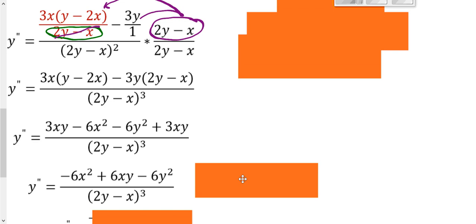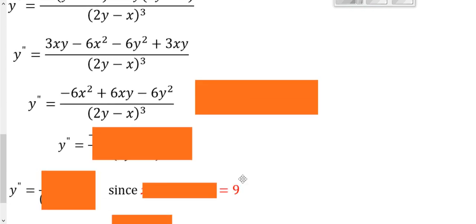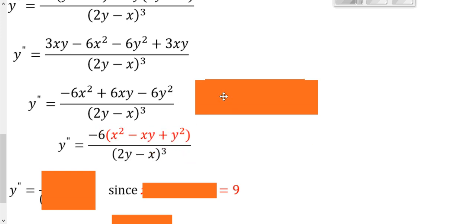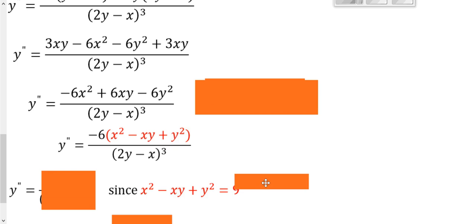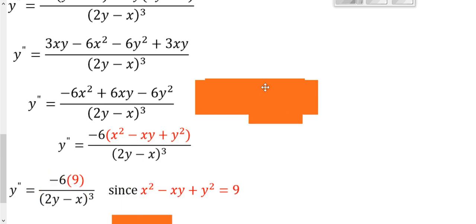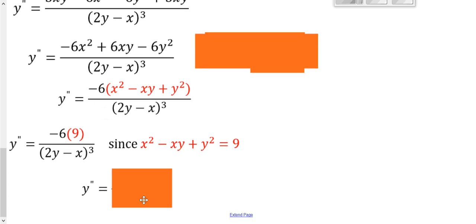But in this particular case, not always, but in this case, and sometimes I would say in about half the cases, it's going to simplify further yet. And you might be like, how? There's no like terms. Well, yes, but I'm going to pull out a negative 6. So if we have that, now remember, your original problem was x squared minus xy plus y squared is equal to 9. So this whole red thing right up here, you could replace with 9. So the top is negative 6 times 9. Wow, we know negative 6 times 9 is just negative 54.